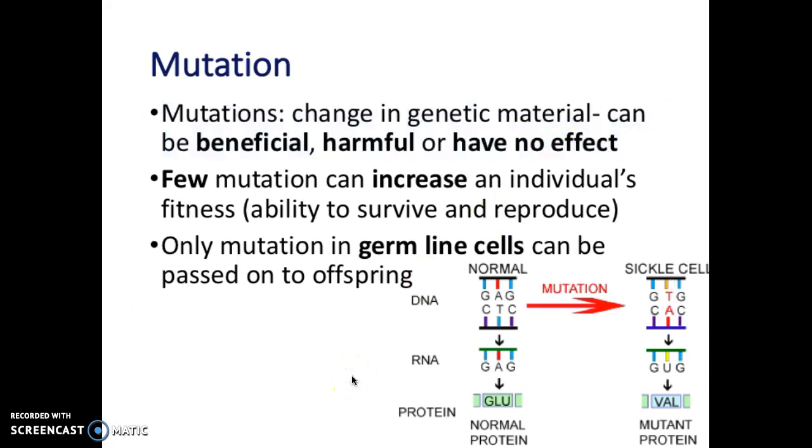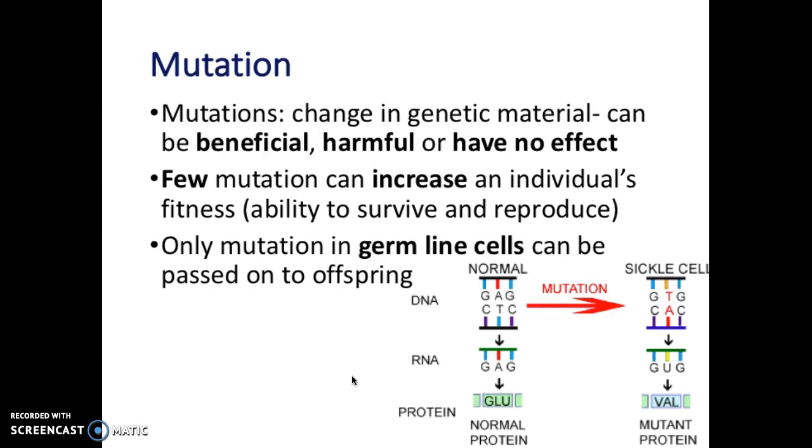In order for evolution to happen, a mutation needs to be able to increase an individual's fitness, which means a mutation needs to help the individual survive and reproduce within that specific environment. So this mutation may be beneficial in one environment, and it might not be beneficial in a different environment. So it all depends on how the individual interacts with the environment.